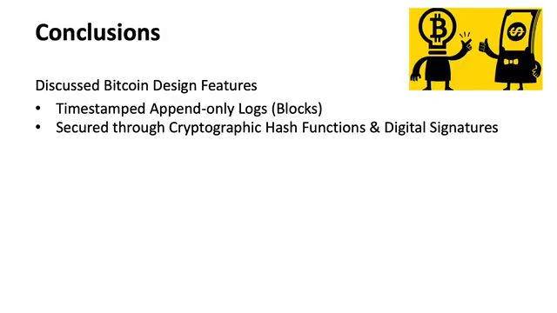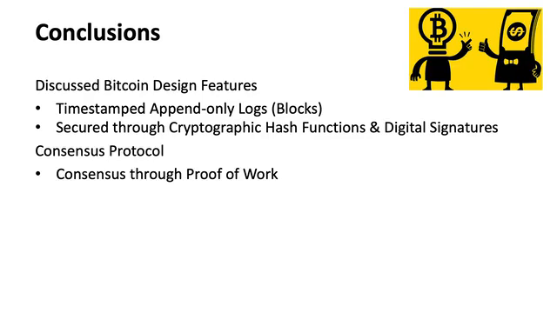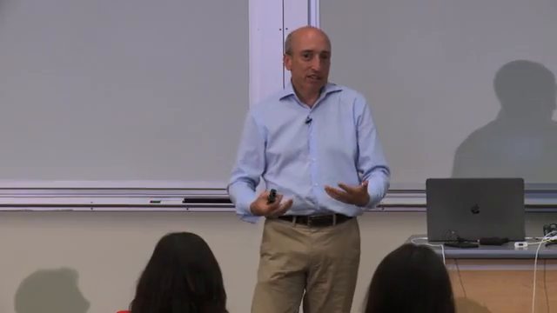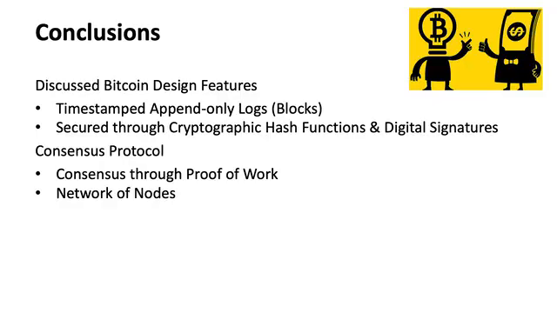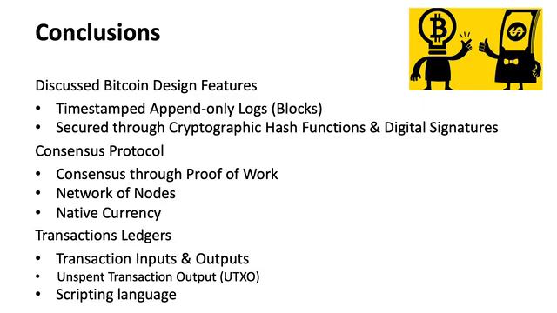So those are the key things. That's what we covered, really. What we're going to cover next Tuesday is consensus protocol. We've talked a lot about proof of work here because everybody thinks of Bitcoin in terms of proof of work. But we're going to talk about proof of work, the nodes, and the native currency. And then next Thursday, we're going to talk about transactions.